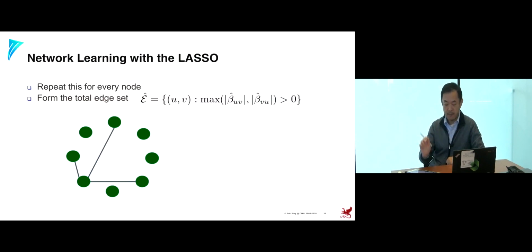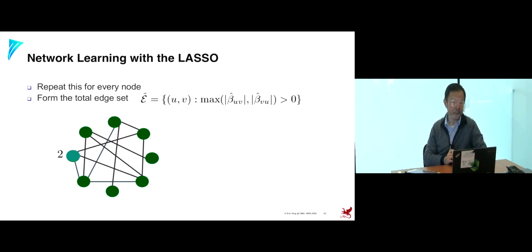Okay. So now if you do the regression once, you get something like this. You can do it again for another node, and then you get another set of neighborhood of the second node, and you go on, and in the end, you magically end up with a graph which allows all the nodes to be connected in a sparse way.